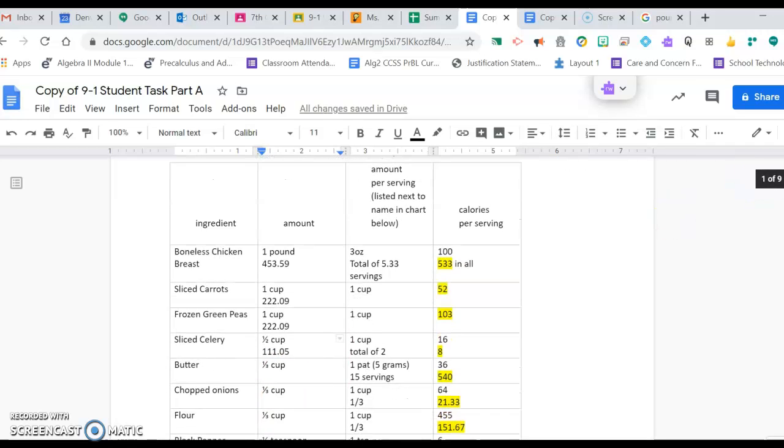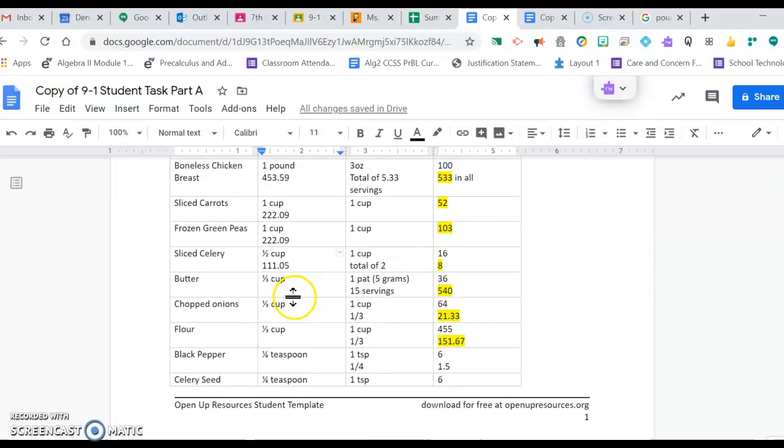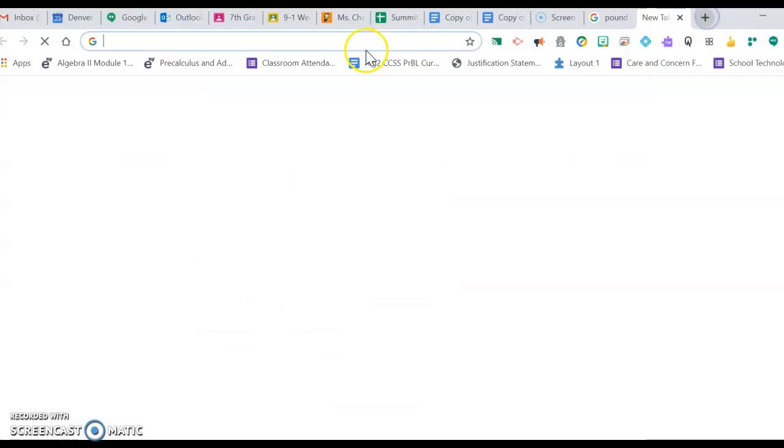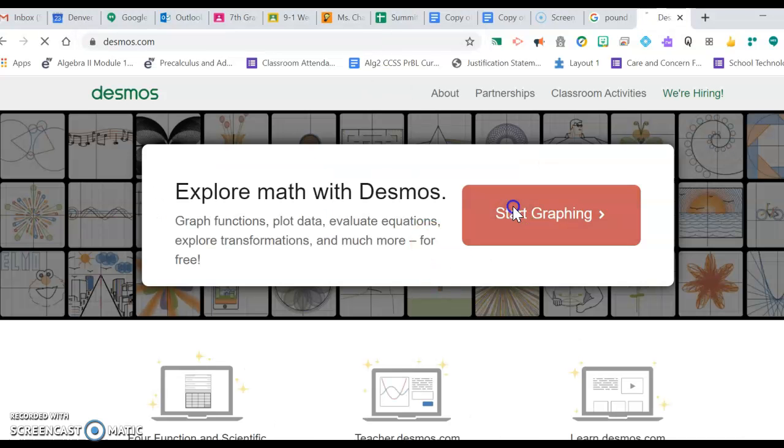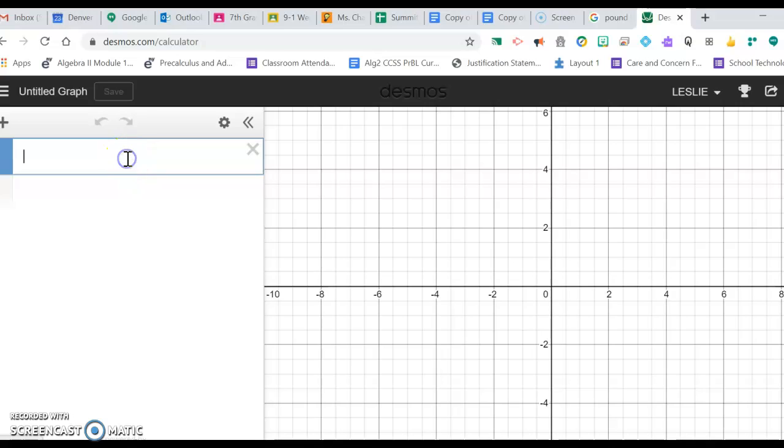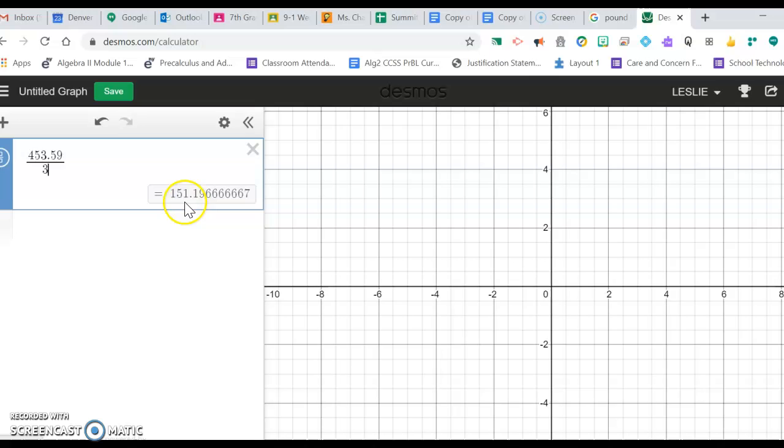Okay, let's go down here. Alright, so now I have a third cup. Well, that's a little harder for me to do in my head, so I'm going to go back to this. I'm going to go to calculator. 453 is up in decimals, so I have a calculator, right? So 453.59, and I want to divide that by 3, right? Because it's a third cup. That's divided into 3 equal parts. So we'll call that 151.2.